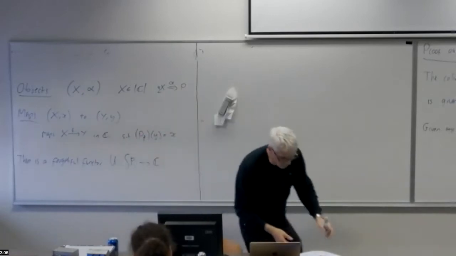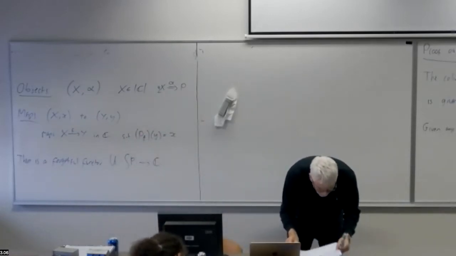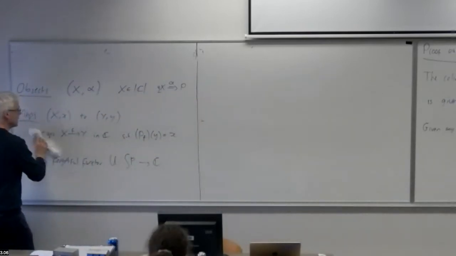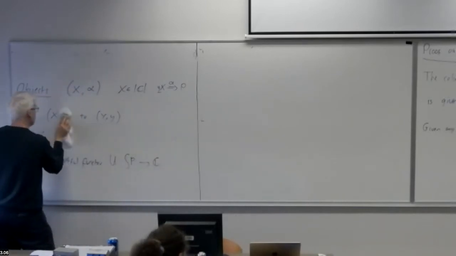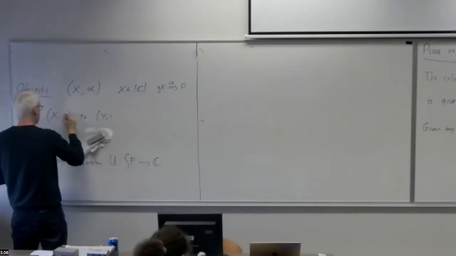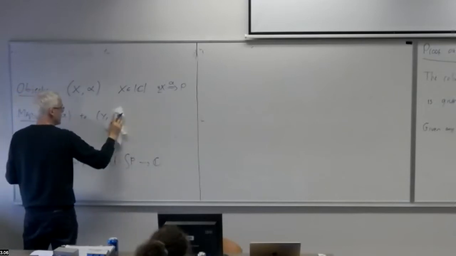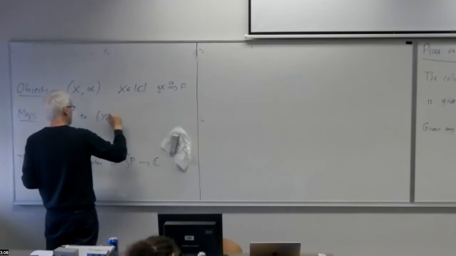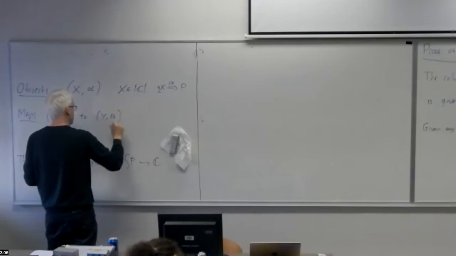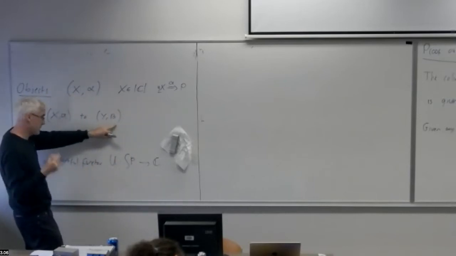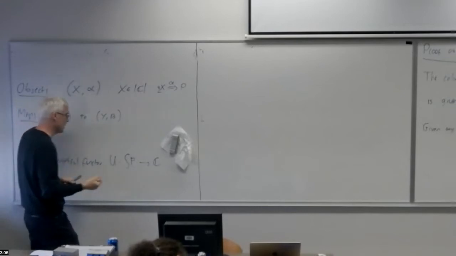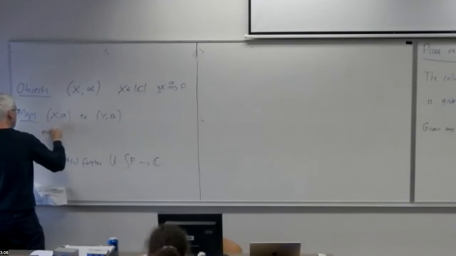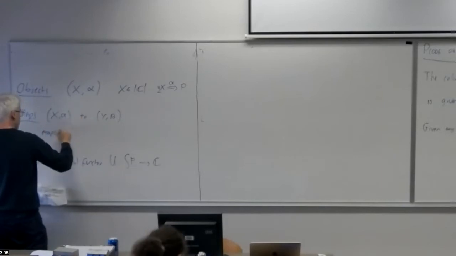And now for our maps, we can again use the Yoneda lemma to reformulate this. Our maps now go from an object X together with an alpha, which is in one-to-one correspondence with the elements of P of X, to an object Y with a natural transformation beta, in one-to-one correspondence with the elements of P of Y. These are now just rephrasing exactly what we had before, but using these natural transformations.